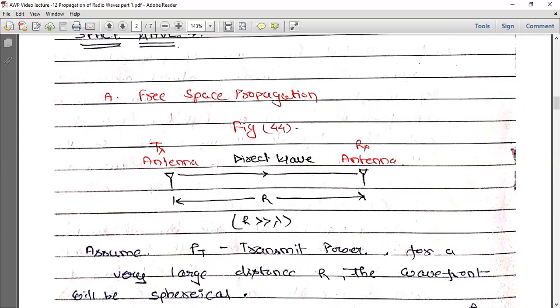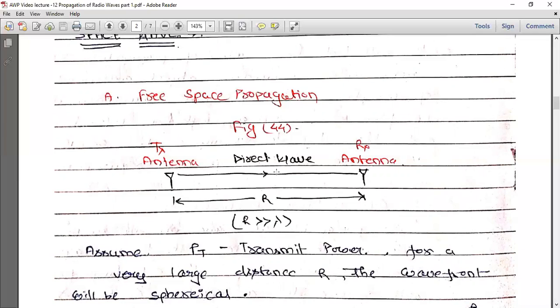Suppose the gain of this antenna is GT, and we know the meaning of gain of an antenna. Gain of an antenna shows the amount of power effectively radiated through the transmitting antenna. So if PT is the total transmitted power and GT is the gain, in that case PT into GT will be the power radiated by this antenna. The unit is watt. So PT GT watt will be the power radiated by this antenna in free space.